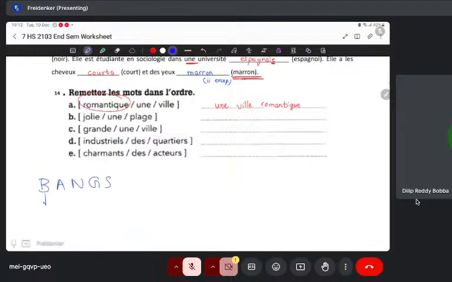If it's talking about beauty, age, number, goodness, or size, then the adjective is usually going to come in the front, so before the noun. Anything else will come after the noun, usually.